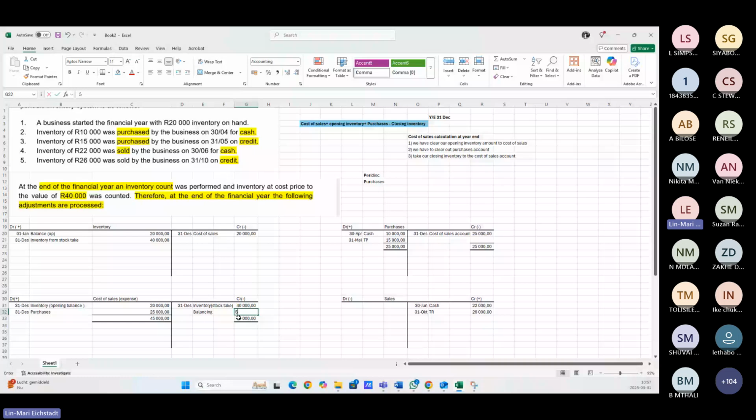So if we look at this equation, we will see that we said we have to take our opening inventory, which was 20,000 from this account. Then we are adding our purchases for the year, which is our 25,000 from this account. And we have to deduct our 40,000, which is our closing inventory, which gives us 5,000 Rand cost of sales.